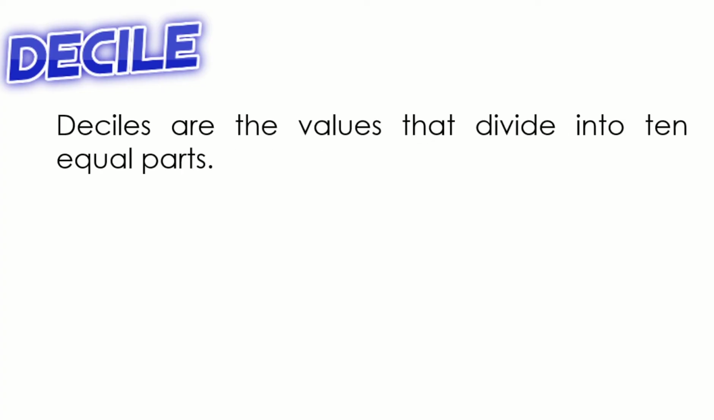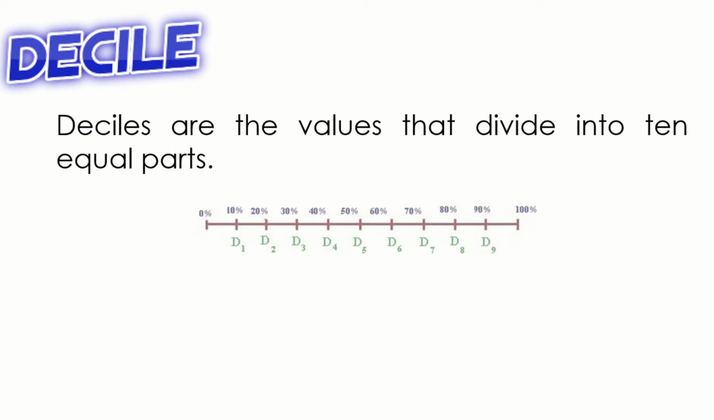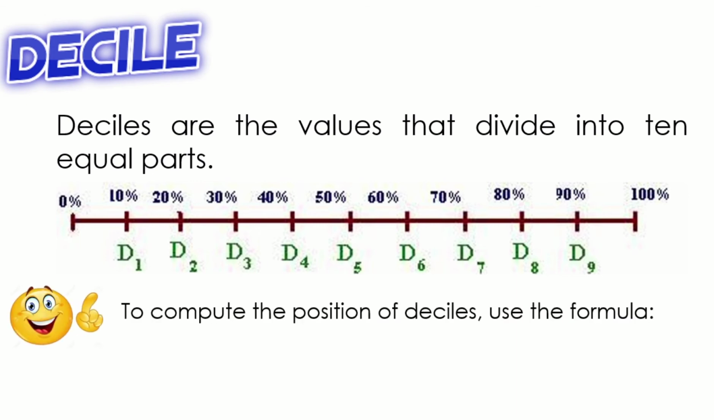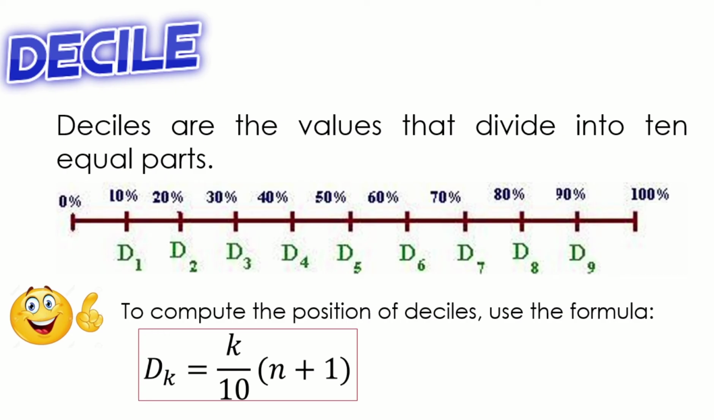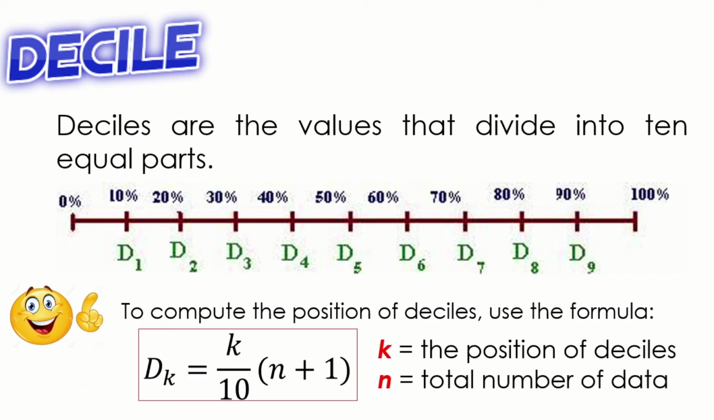Okay, so ang next kong i-discuss is the decile. Deciles are the values that divide the data into 10 equal parts. Kung sa quartile, 4 lang, dito 10. So to compute the position of deciles, use the formula: D sub k is equal to k over 10 times n plus 1. Yung k natin is the position of the decile, and n is the total number of data. So ito lang yung gagamitin nating formula to compute the position of deciles.